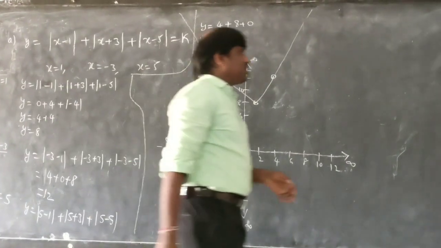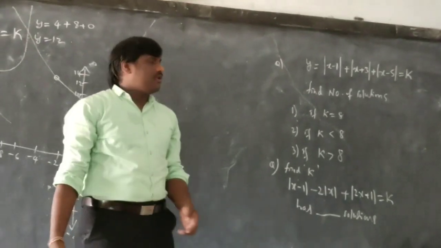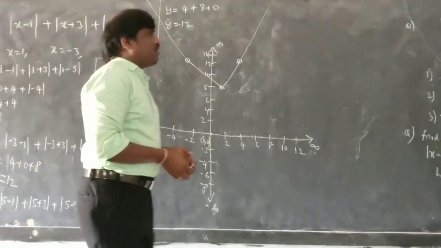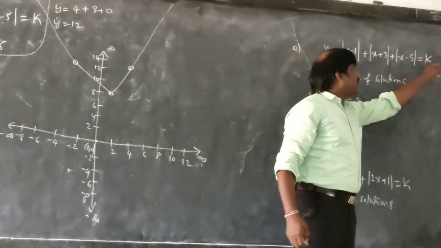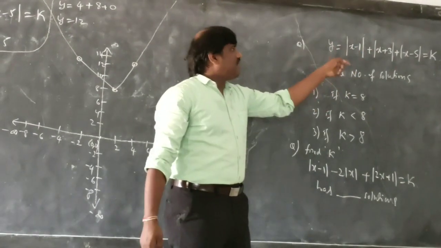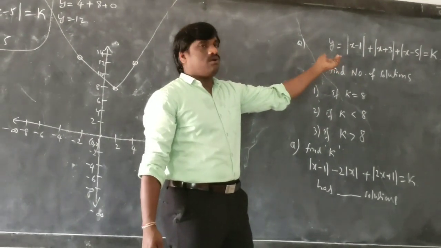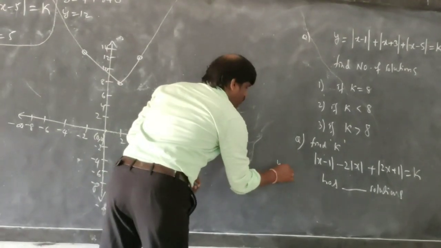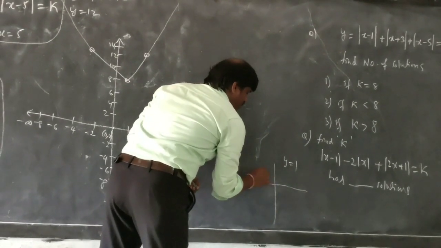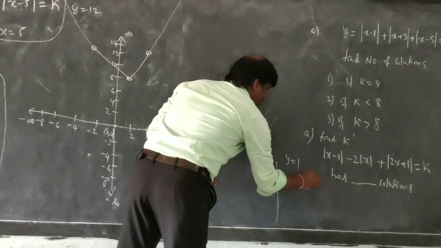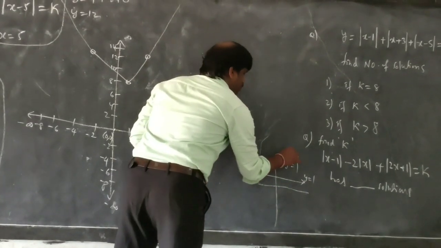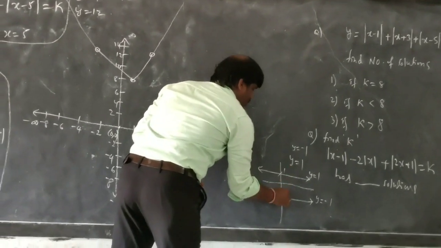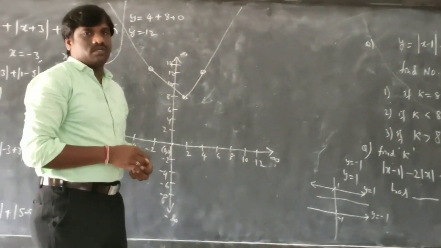Now my first question is, how many solutions are possible when k is equal to 8? What is the meaning of y is equal to k? This is the function in y, and y is equal to k. When I say y is equal to k, it is a line. Suppose I say y is equal to 1, at 1 this line will be there. This is the y is equal to 1 line. If I say y is equal to minus 1, at minus 1 this line will be there, and it will be horizontal to the x-axis.